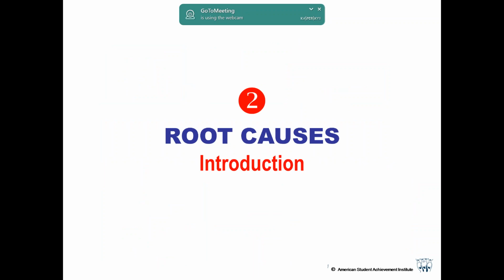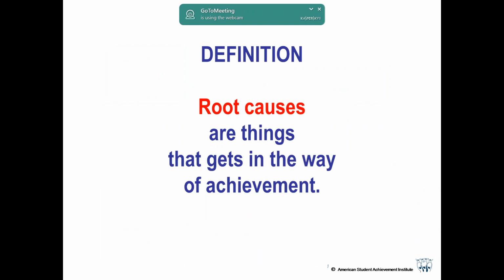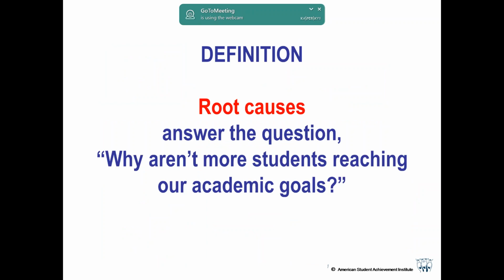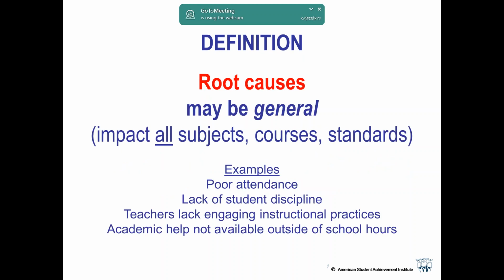So I'm going to jump into an introduction of root causes. First of all, just a very simple definition. Root causes are the things that get in the way of achievement. They're things that are blocking achievement in your school and in your community. So root causes answer the question, why aren't more students reaching our academic goals? What's getting in the way? We have to identify correctly those root causes so that we can implement the right interventions.